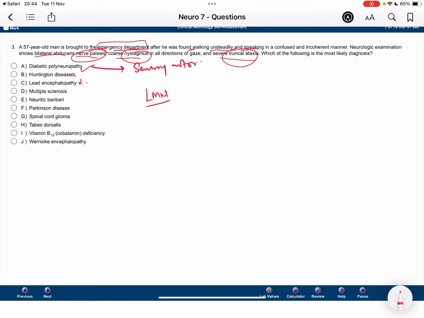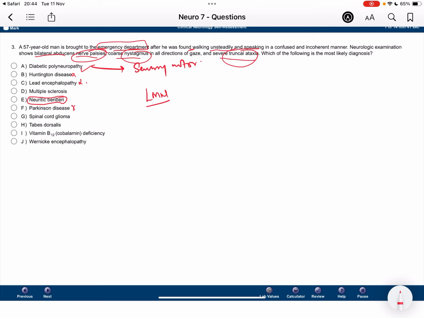All right. Next, we talk about neuritic beriberi. Don't be amazed, neuritic beriberi is nothing but the patient who has got beriberi disease, that is dry beriberi is what he is talking about. It is because of B1 deficiency, thiamine deficiency as well. It usually presents with peripheral neuropathy. Next, we talk about Parkinson's disease. Whenever there is Parkinson's disease, it usually presents as bradykinesia, rigidity, and tremors.